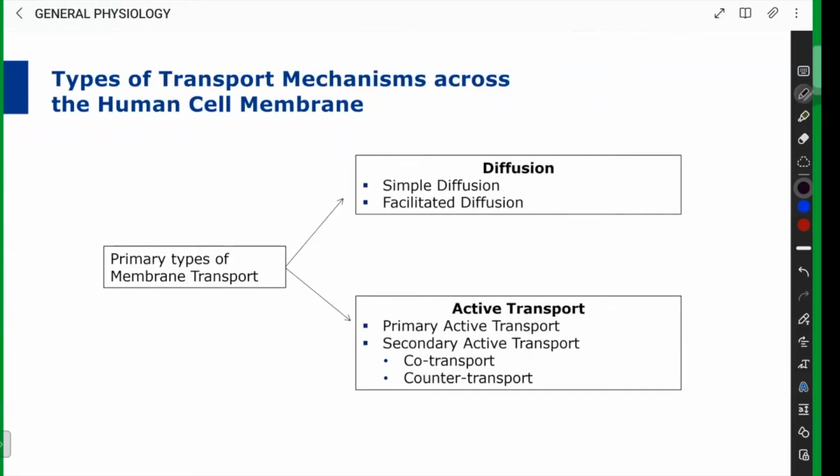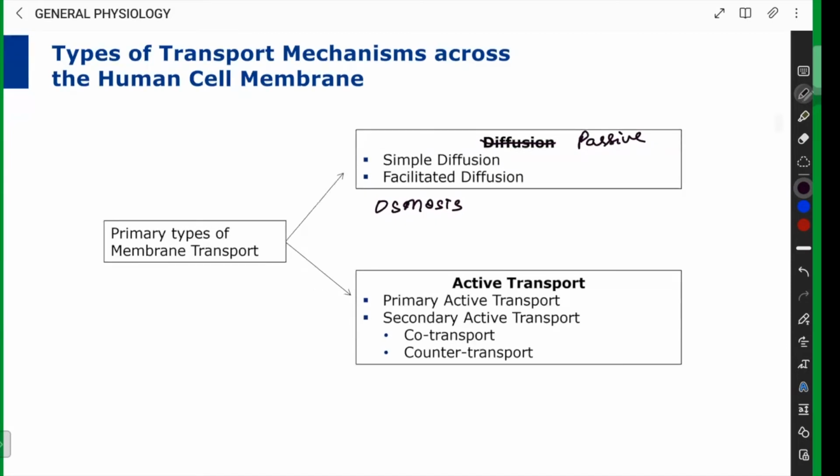Now, moving on towards the transport mechanism. Broadly, all your transport mechanisms are divided into active and passive processes. This passive process, I can call this a passive mechanism. This passive mechanism is again divided into simple diffusion, facilitated diffusion, and the third thing is osmosis. Number 1, simple diffusion. Number 2, facilitated diffusion. Number 3, osmosis.